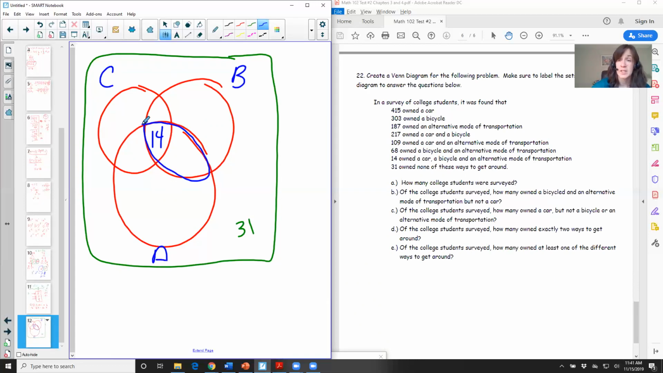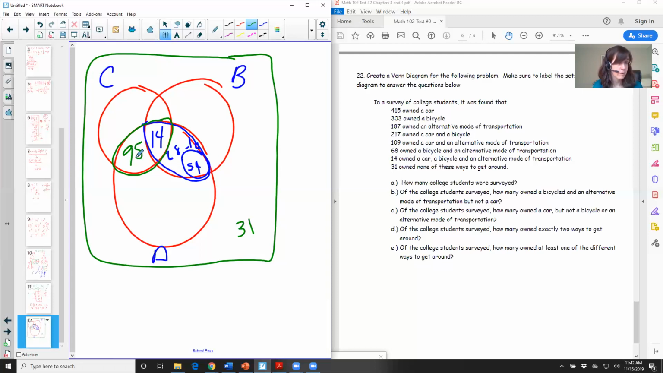There are already 14 in there. So this space is 68 minus 14. 68 minus 14 is 74. Oh, it's 54. Oh my goodness. Sorry, if I use the eraser though, it's going to erase all things. 54. Okay, you have to do the subtraction. 109 owned a car and an alternate form of transportation. That 109 is made up of this whole green circle, which is made up of 109 total. There's already 14 in there. So 109 minus 14 should be 95.